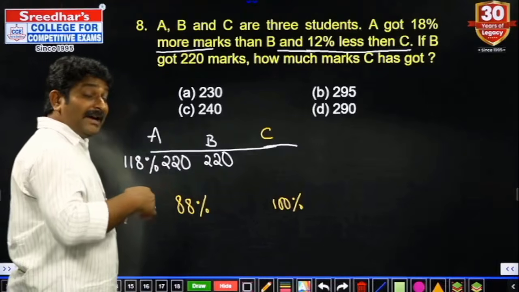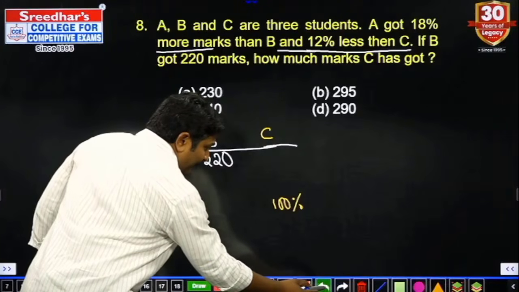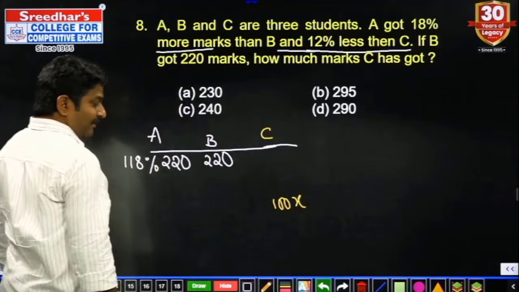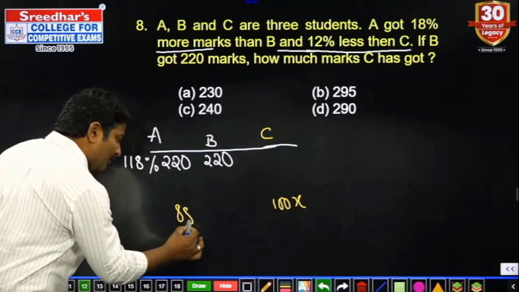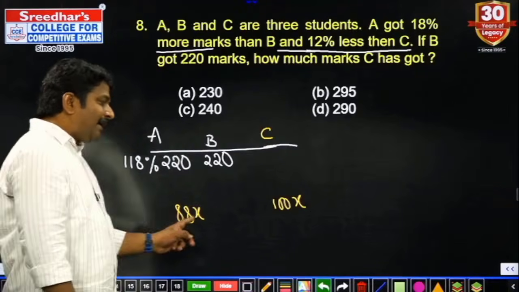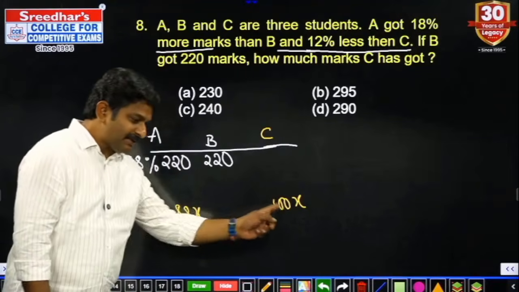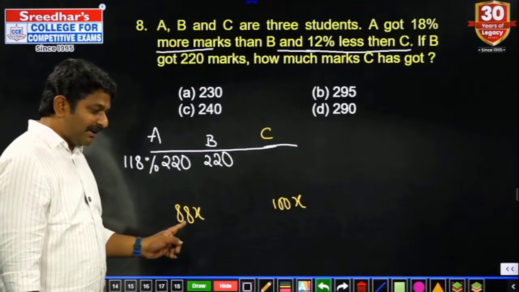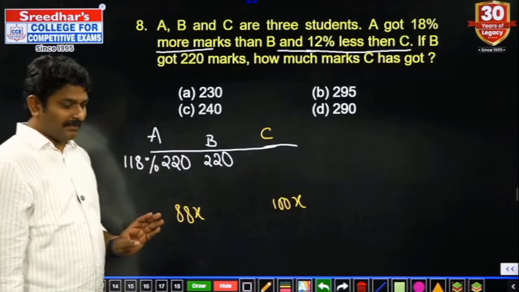For your understanding, what you can write is, if C is equal to 100x, A will be 12% less, which is equal to 88x. Why am I writing x? Because the percentage is already used, and if you use percentage again, you might get confused. So I am not writing percentage. Instead, I am writing the same numbers but taking a variable x. Understood this?